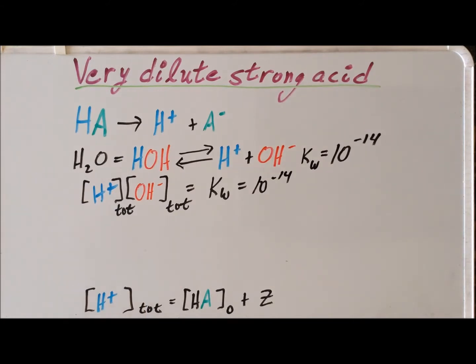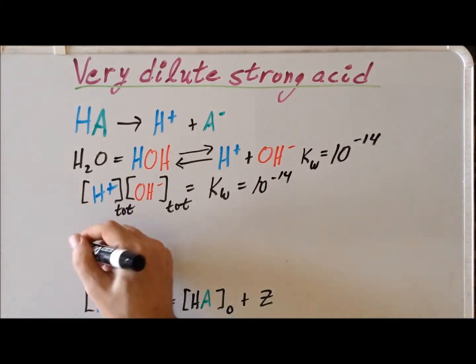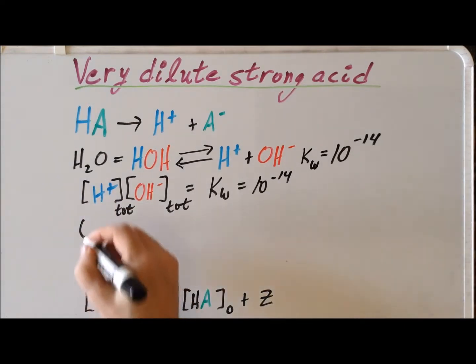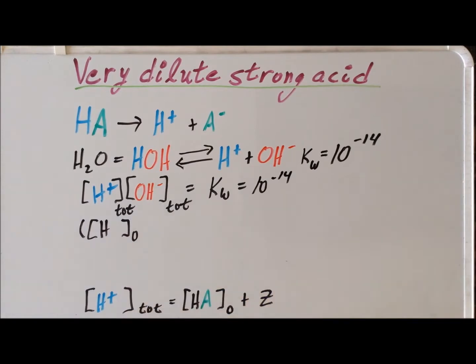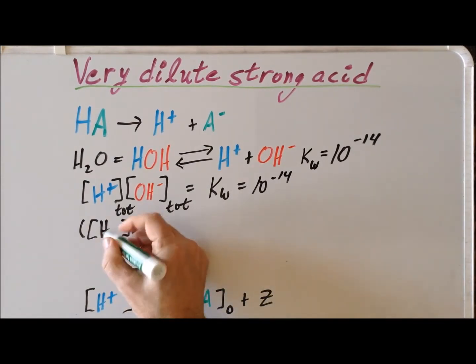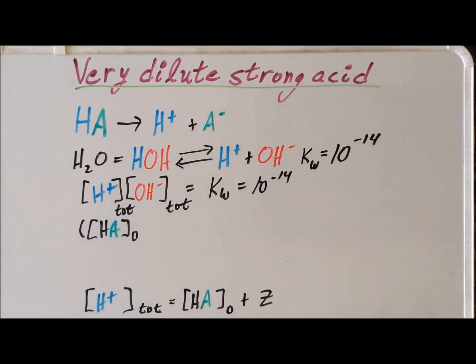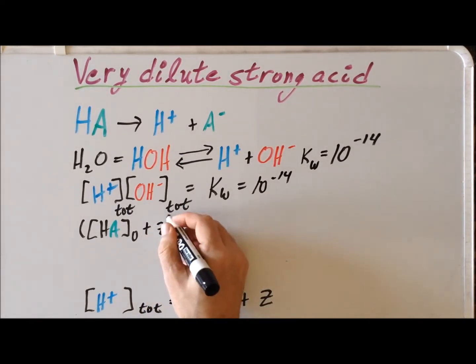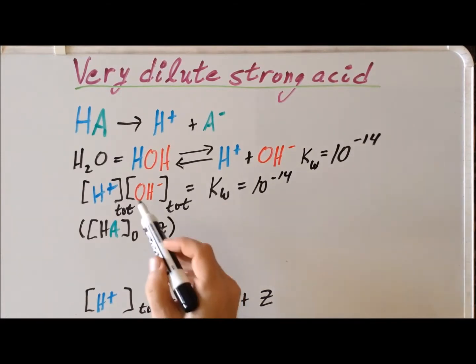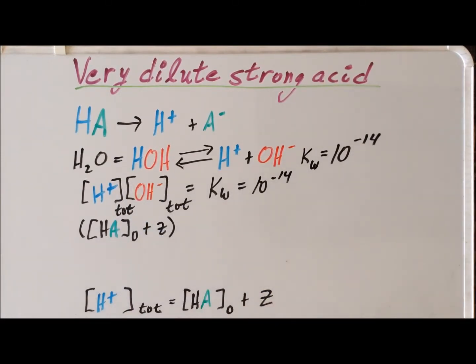Now let's substitute this derived expression into the equilibrium constant expression for the concentration of H plus total. So the leftmost term now becomes the concentration of the strong acid initially, HA, plus Z. So we could write down now the other term, which is the concentration of hydroxide.